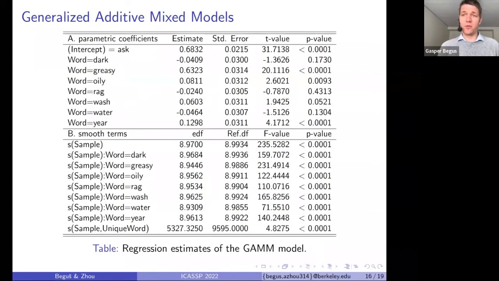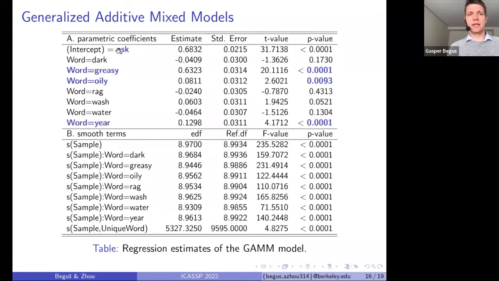And the one nice thing about using nonlinear regression, in other words, generalized additive mixed models, is that we get estimates and we can do hypothesis testing on differences between words, right? So we can say in absolute values, so parametric coefficients, the word ask differs in absolute values from greasy and oily and year significantly, but not from other words. And in terms of smooth shapes, ask differs from all other words in the experiment.